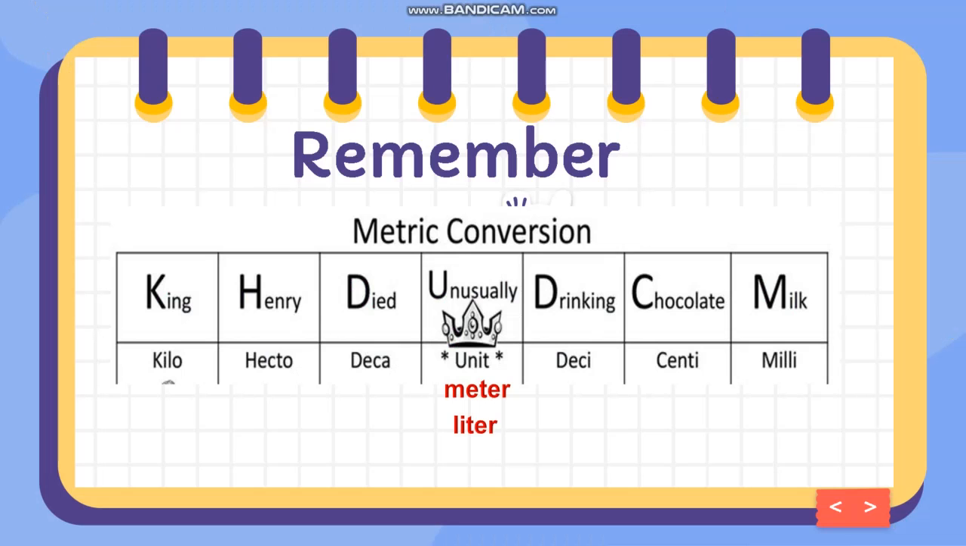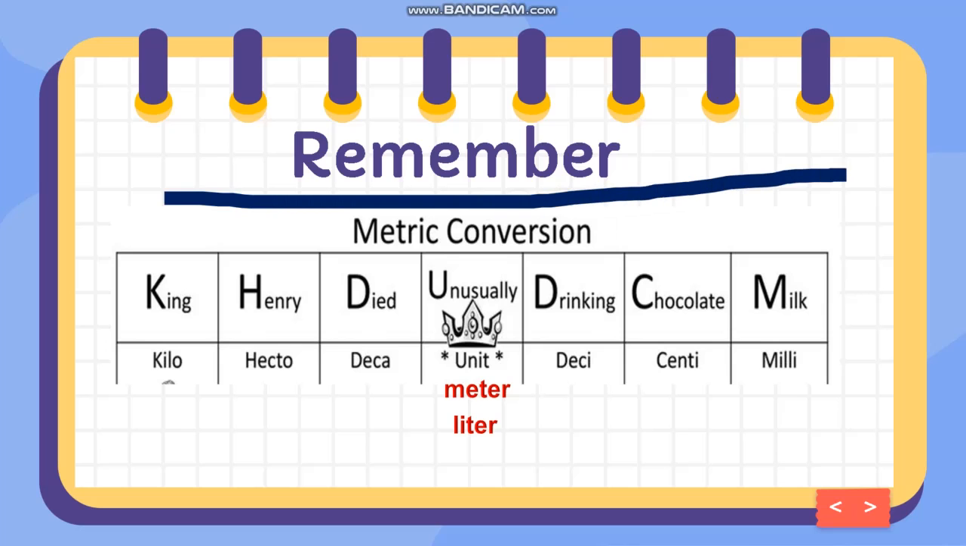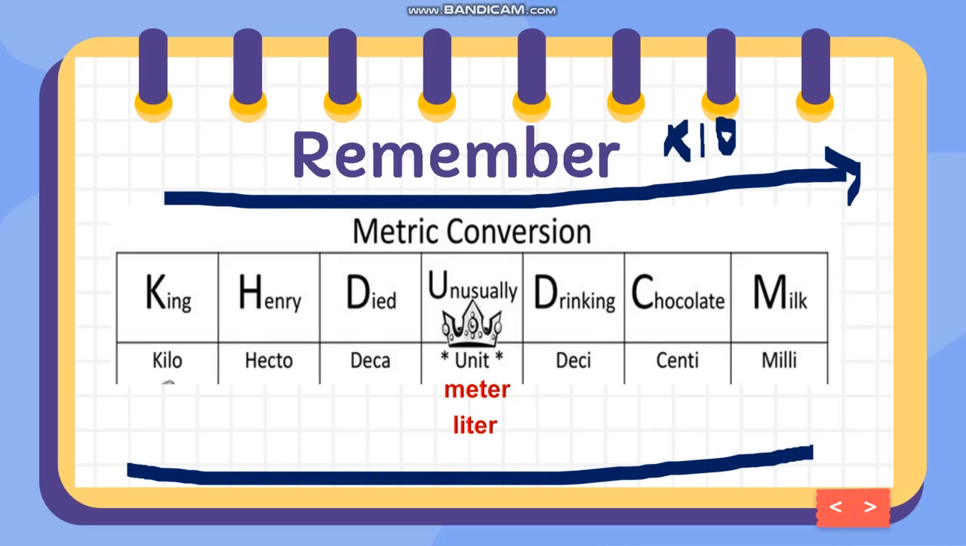So let's have a review. Last week we discussed the metric units of length. We have the kilometer, centimeter, millimeter, and meter. Today we're going to talk about the metric units of capacity by using this metric conversion. As part of revision, I told you yesterday that when we convert from a larger unit to a smaller unit, that is always multiplied by 10, and from a smaller unit to a bigger unit, that is always divided by 10.